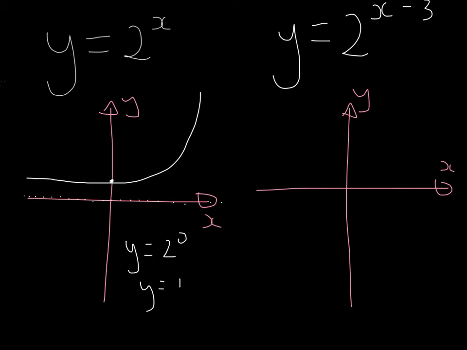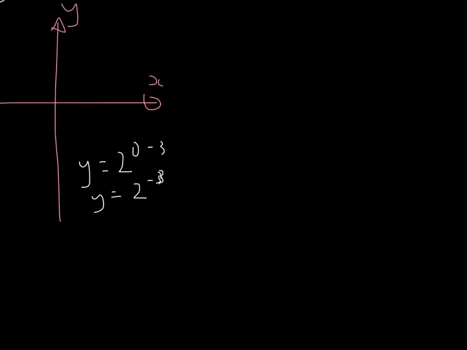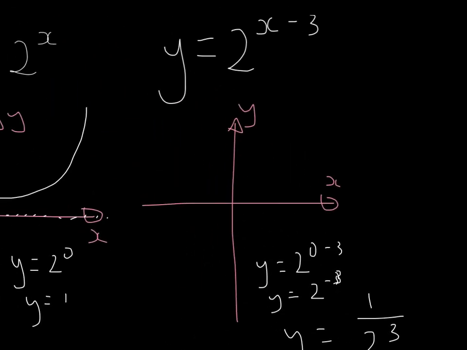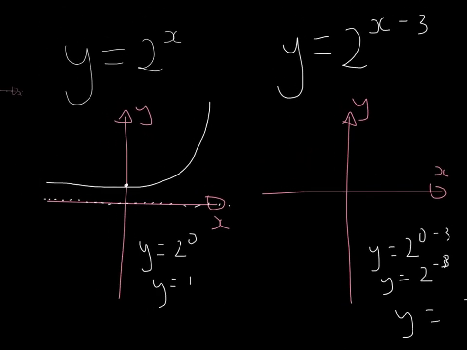For the second one, we let x equal 0 again to find the y-intercept. 2 to the power of 0 minus 3. So y equals 2 to the power of negative 3. What I'll do, just for some space, and we'll come back to this, y equals 1 over 2 to the power of 3. Remember, if we have a negative power, we could take it to the denominator. 2 to the power of 3 is 8, so y equals 1 over 8. So our y-intercept is an eighth.